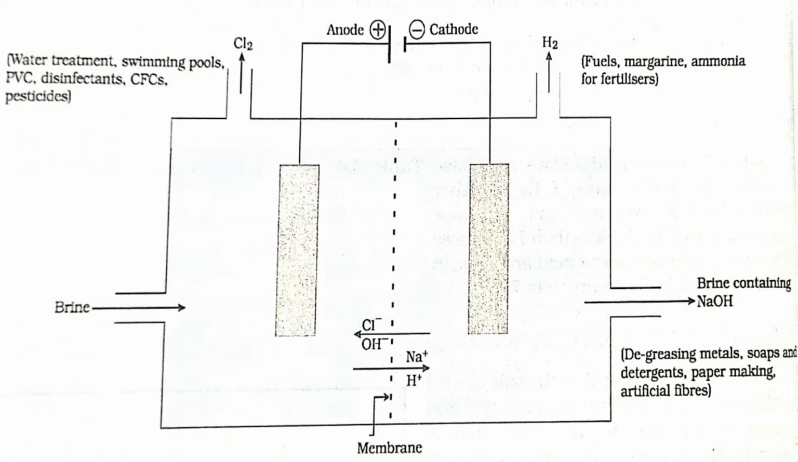Brine solution is nothing but concentrated sodium chloride, that is common salt which we use. Concentrated common salt solution is brine solution. So, when we subject it to electrolysis, we are going to get these products. Each product has its usefulness.